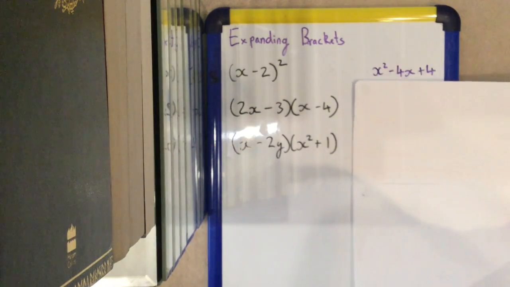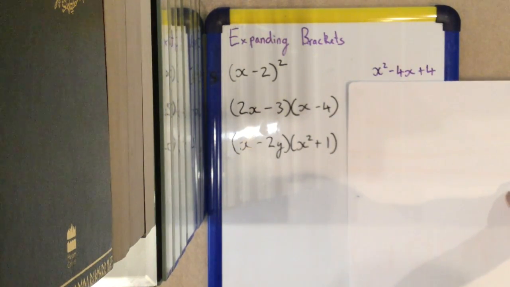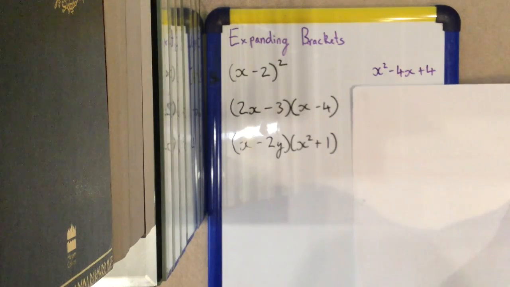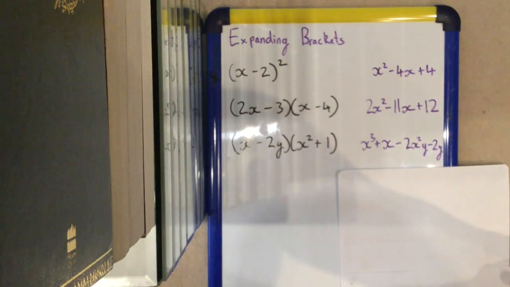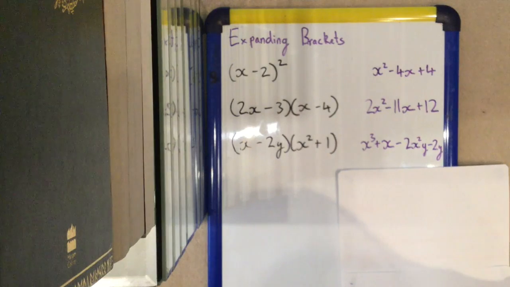So x minus 2 squared expands to x squared minus 4x plus 4. The second one expands to 2x squared minus 11x plus 12. And the third one, which is a little bit complicated, is x cubed plus x minus 2x squared y minus 2y. Congratulations if you got those right.